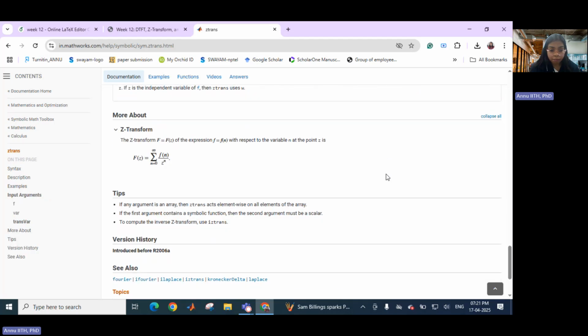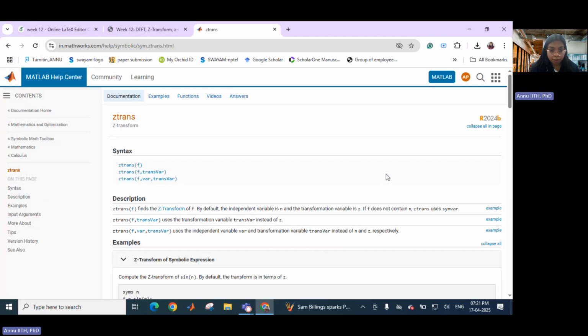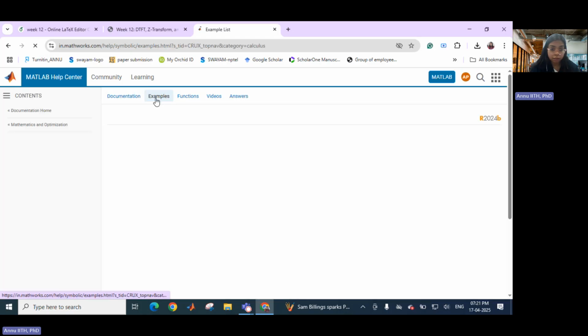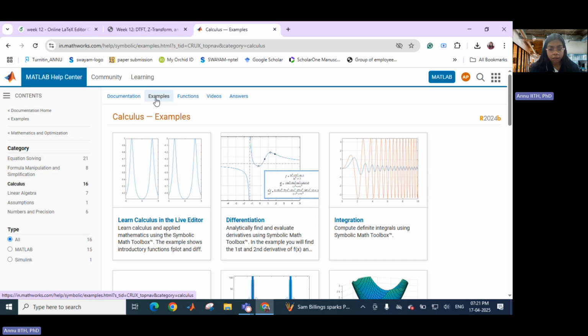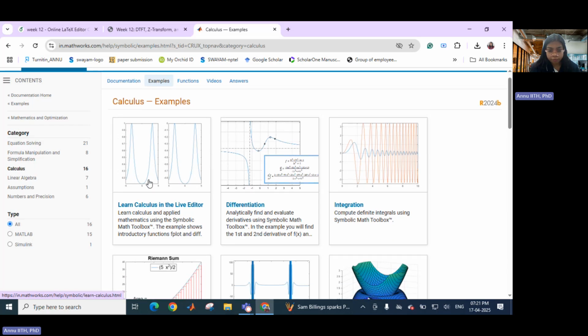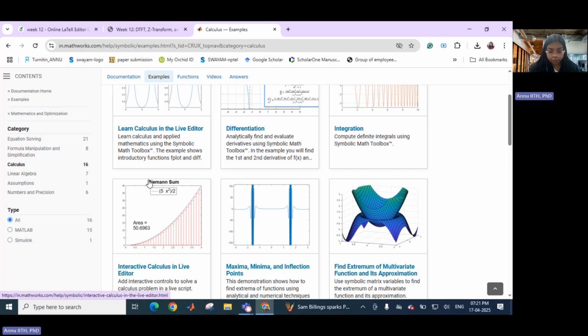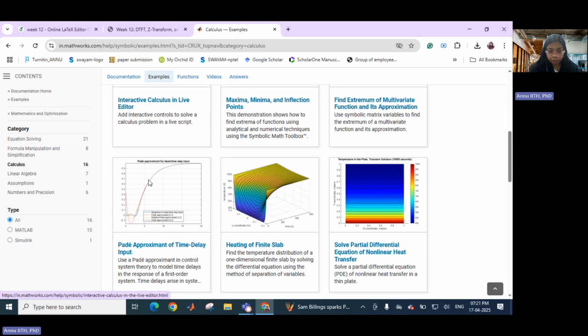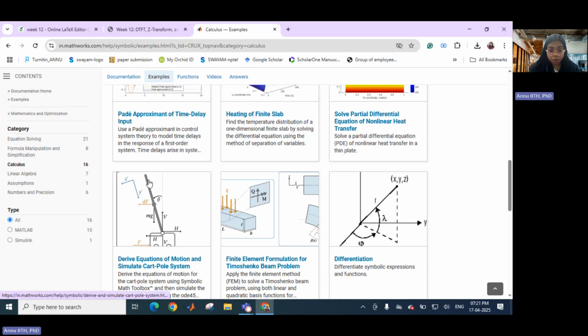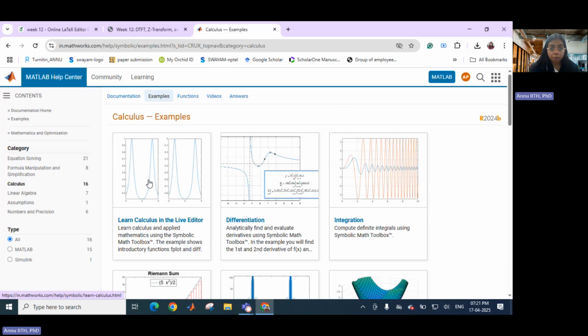I want to see some examples. I think, sorry, examples are there. I think for the Z transform, there is no example as of now. But yeah, fine.